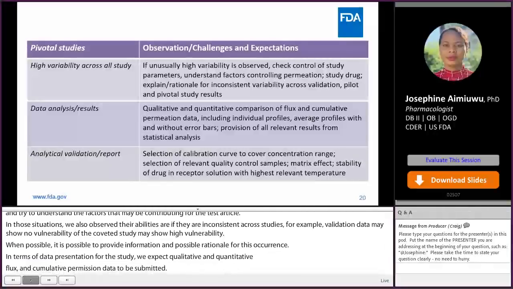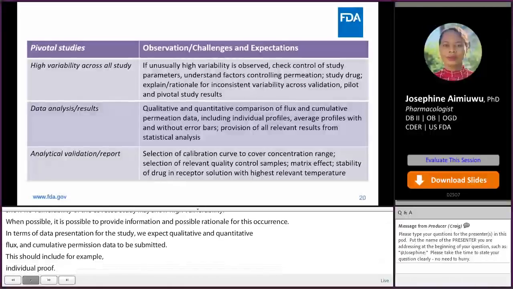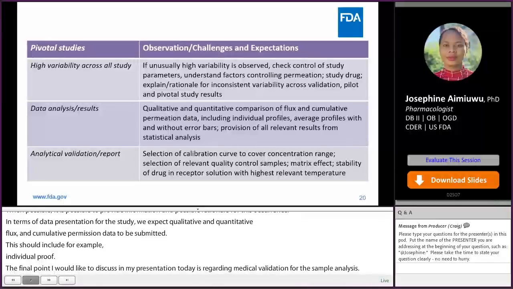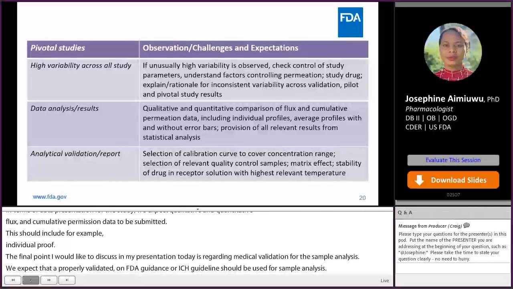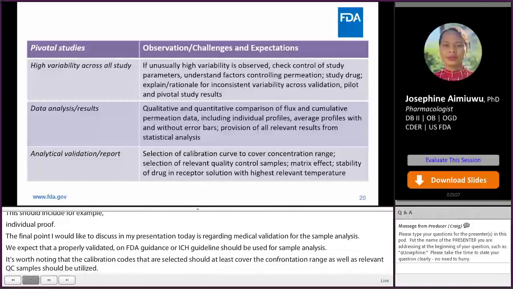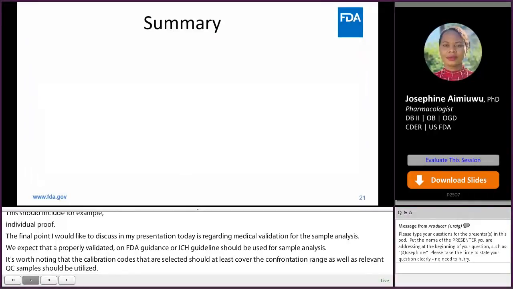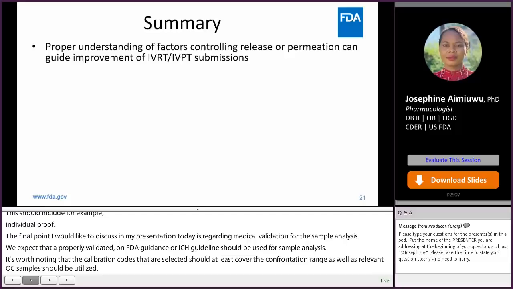The final point I would like to discuss in my presentation today is regarding the analytical validation for the sample analysis. We expect that a properly validated analytical method based on FDA guidance or ICH guidelines should be used for sample analysis. It is worth noting that the calibration curves that are selected should cover the concentration range as well as relevant QC samples should be utilized. One last point is that the stability of drug of study in the receptor solution should be determined by using the highest relevant temperature.